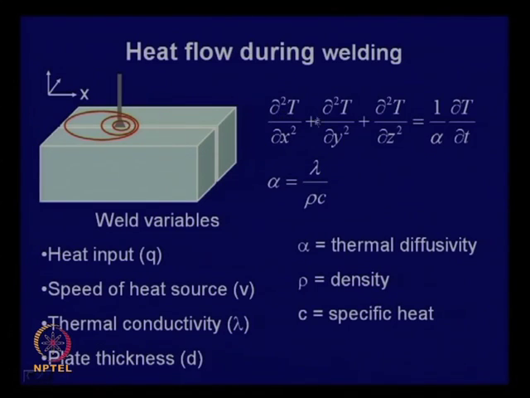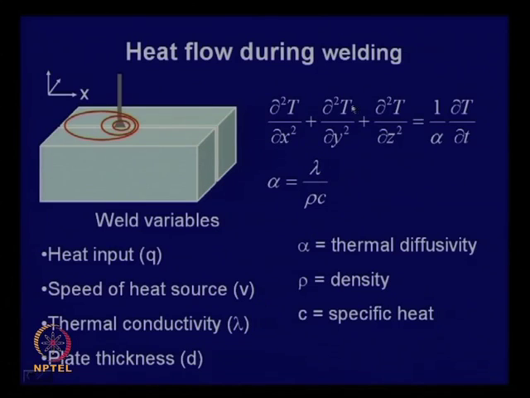So, T is the temperature, x, y, z are the coordinates, and small t represents time, and alpha is thermal diffusivity, which is thermal conductivity over density times specific heat. Now, this is the expression which is valid when the source is stationary. Say suppose we strike an arc and do not move. That will give the temperature distribution, how it will change with time around that heat source.